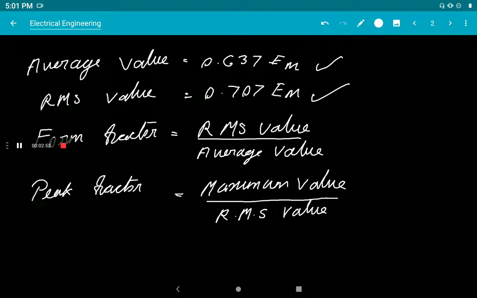Form factor and peak factor are two factors used in the design of electrical machines, and we should also know these factors. Form factor is the ratio of RMS value to average value, and peak factor is the ratio of maximum value to RMS value.